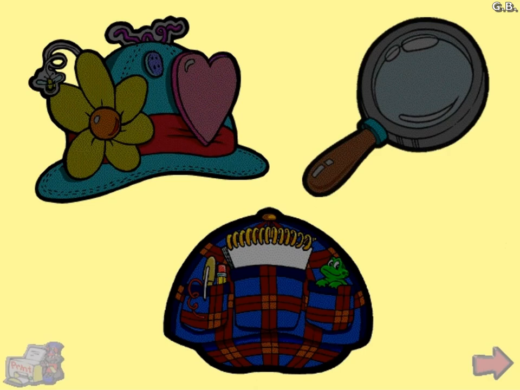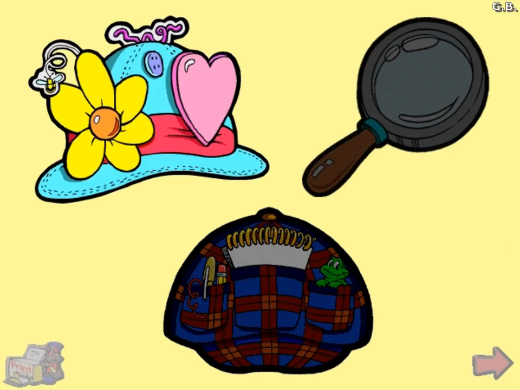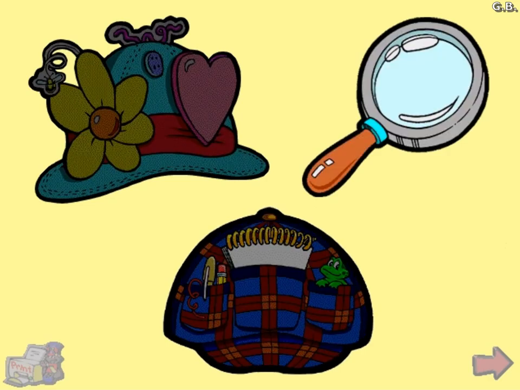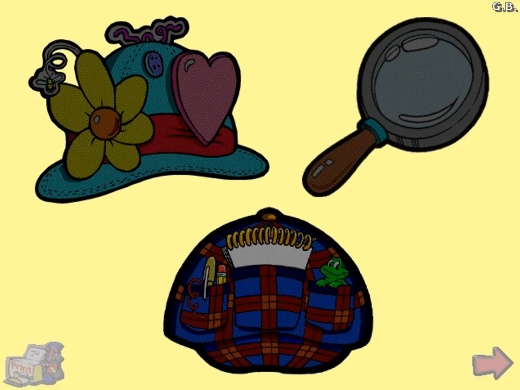You can print out your very own thinking hat and magnifying glass to help me figure out who left the juice in the caboose. Just click on the print button to print, or click on the arrow button to start playing. Click on a set of goodies you'd like to print.